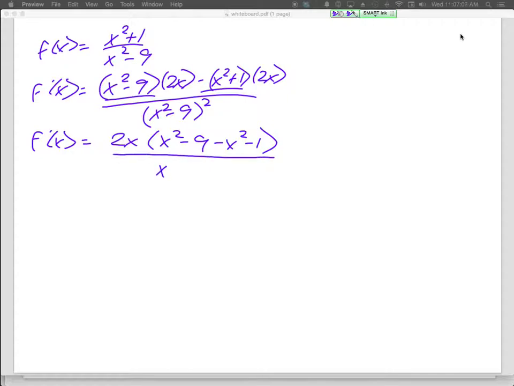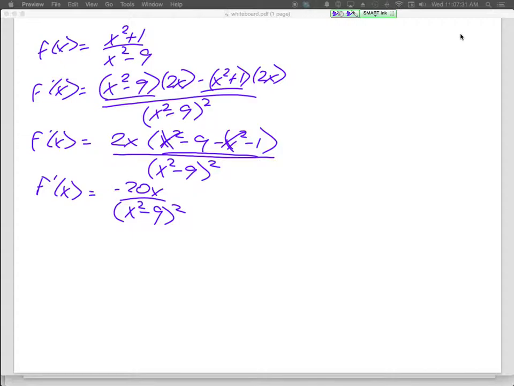Those would just cancel. So these cancel. And I end up with what in here? Negative 10 times this 2. I get a negative 20x on the top, and I get x squared minus 9 squared on the bottom.